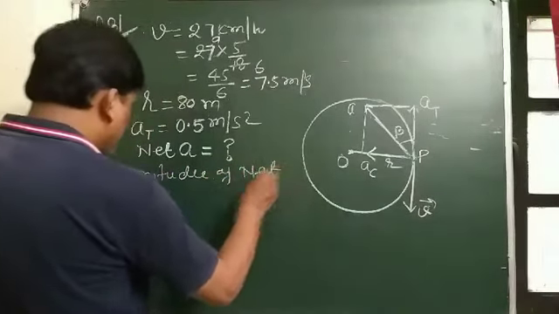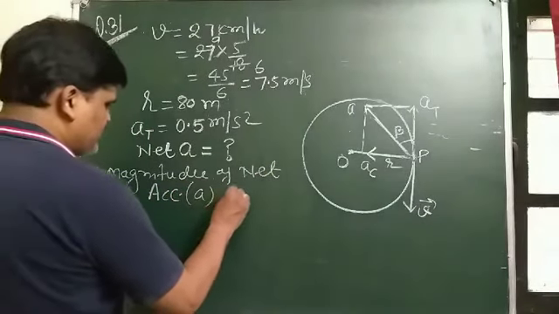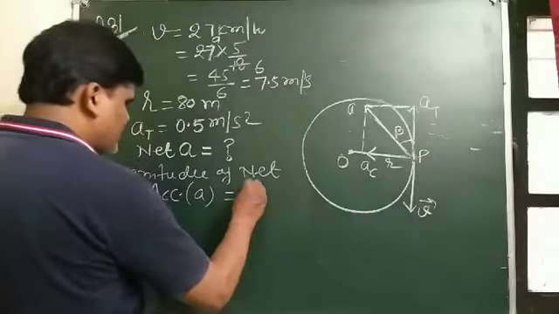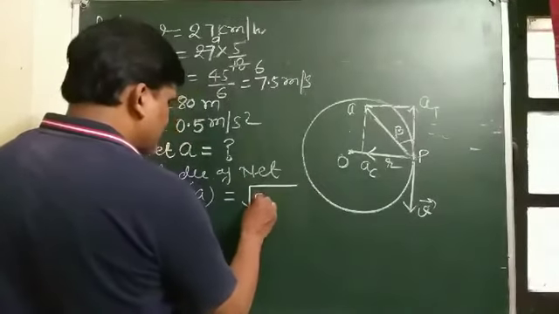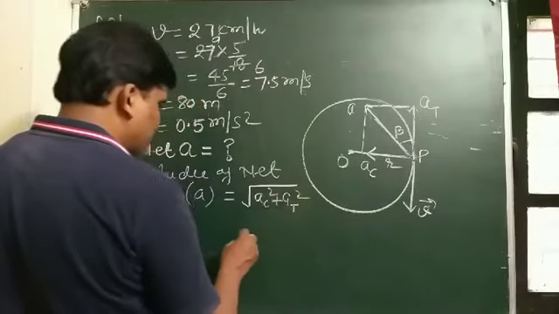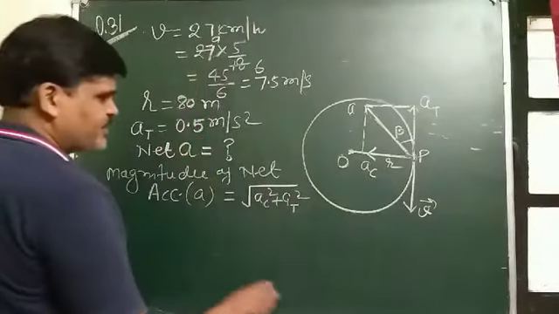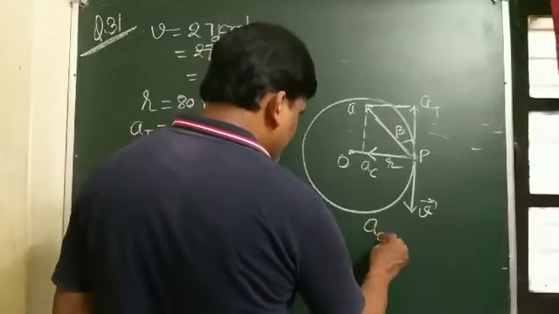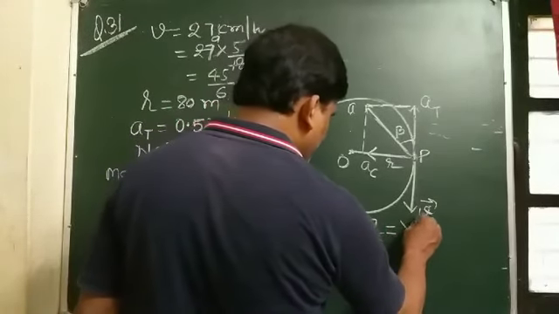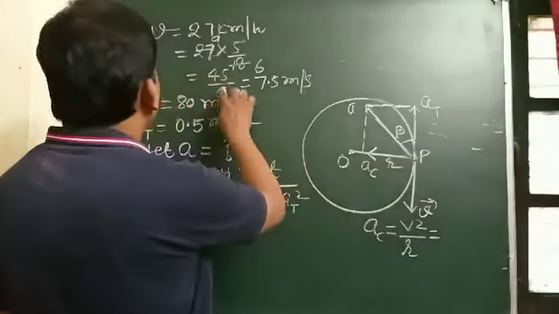So first of all we have to find the magnitude of net acceleration, which is A, and it can be written as, students, under root AC square plus AT square. So the AT value is known, but what is the value of AC? So the AC formula, you know that AC is what? V square by R.